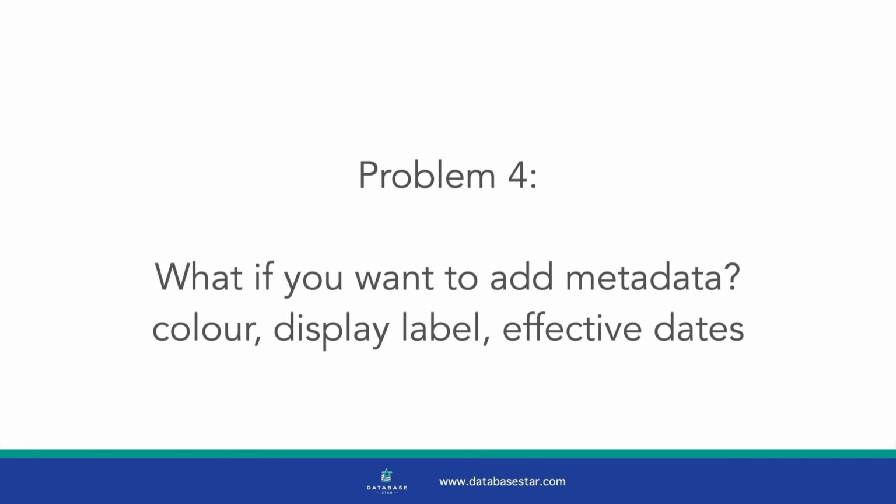valid one. Let's say your status values need more detail, like a color for your front-end app, or a display label, or an effective date range. If you use an ENUM, you're stuck. You can't add extra metadata. But with a different solution, that's easy to do.